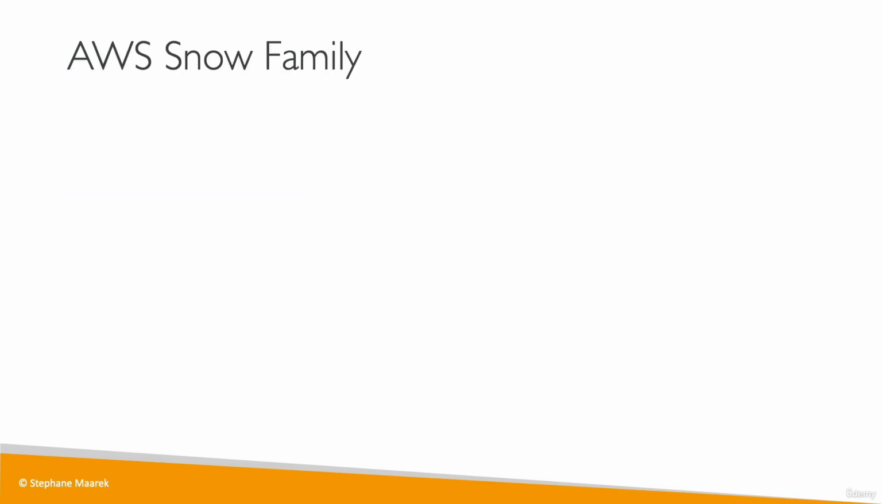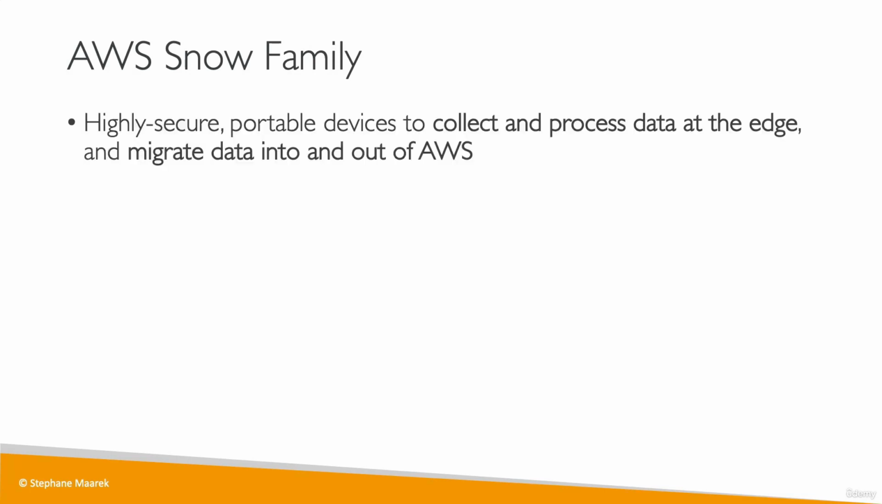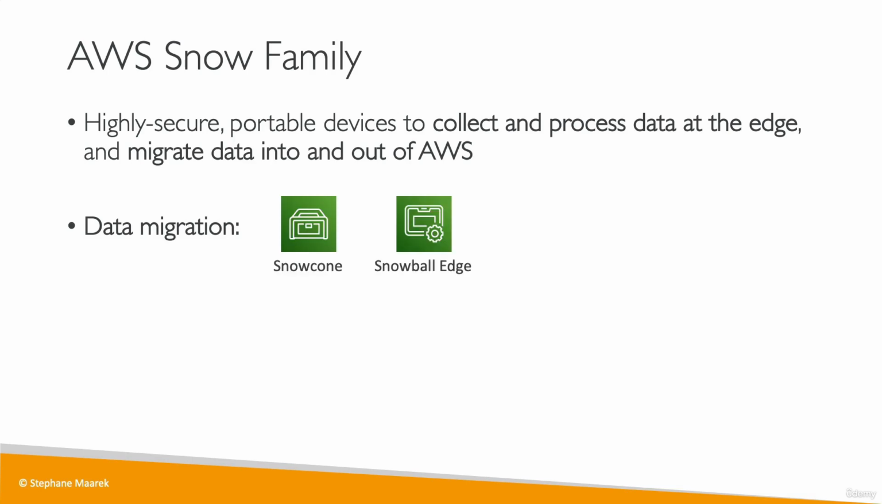So now let's talk about the AWS Snow Family. It represents highly secure portable devices that have two use cases within AWS. Either they are used to collect and process data at the edge, or to migrate data in and out of AWS. So we have two use cases, data migration, and for this we have three different types of devices within the Snow Family. We have the Snowcone, the Snowball Edge, and the Snowmobile.